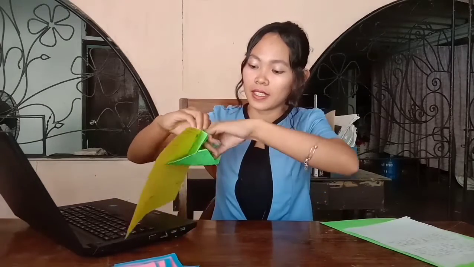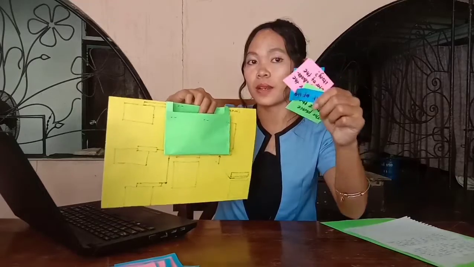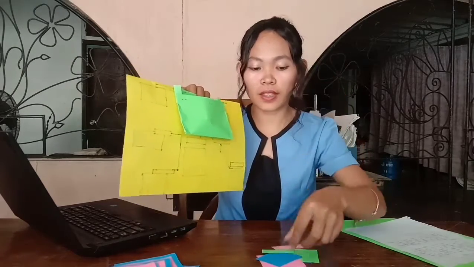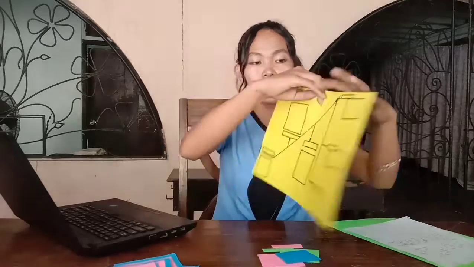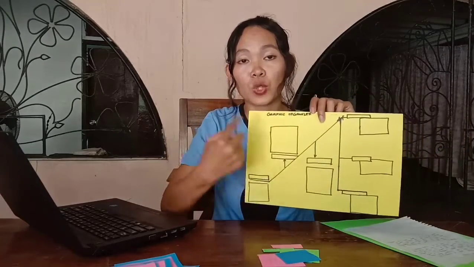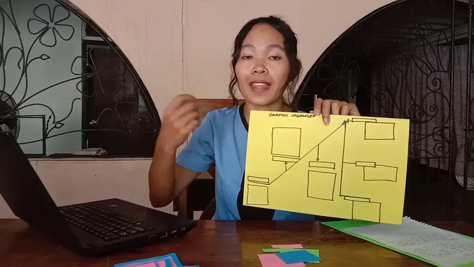For example, I am getting here some strips of paper. This is the small one and this is a big one. This is our graphic organizer. It helps them brainstorm ideas about anything that they have seen in your lesson or anything that is in the stories that you presented in front.